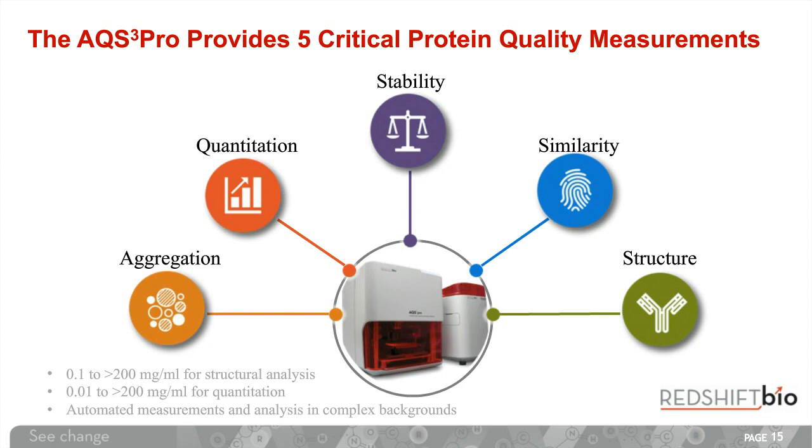We quantitate the amount of protein within each sample as part of every run, and this is extremely accurate. We actually can do structural analysis across a very wide concentration range for this system, so 0.1 milligrams per mil to 200 milligrams per mil and above. But for quantitation, we have the same upper limit, but we can go down even further by another order of magnitude, down to 0.01 milligrams per mil.